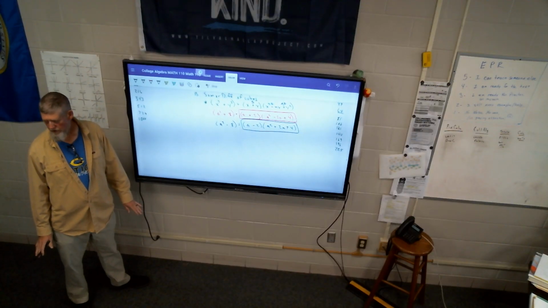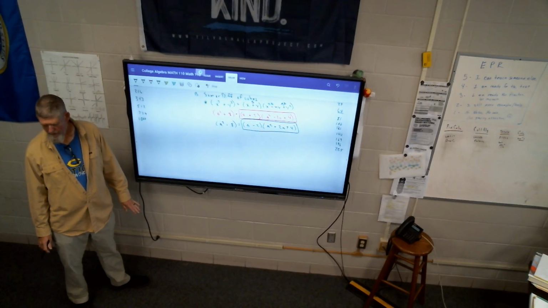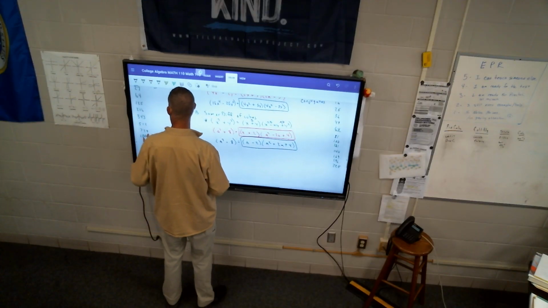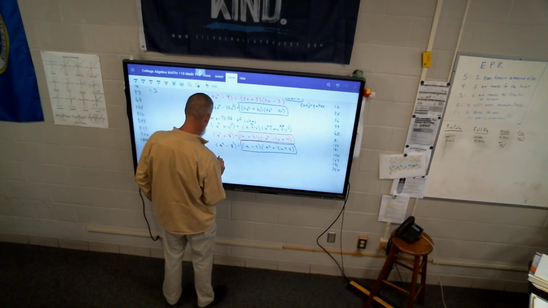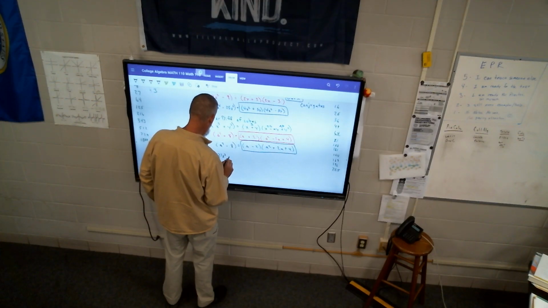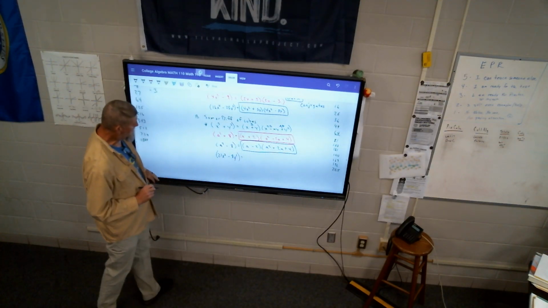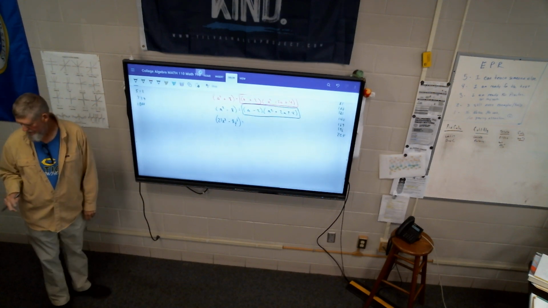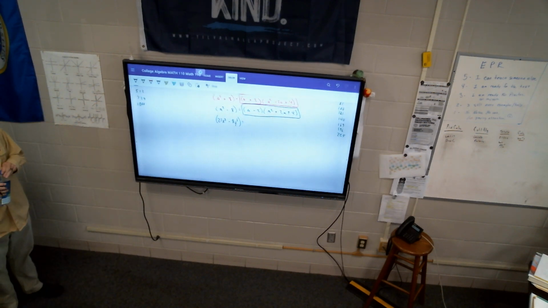Ready to try one on your own? Say yes. Absolutely. Fantastic. Let's come up with one. Let's use some numbers we have over here. Let's go with 27x to the third, minus, how about 8y to the sixth. 27x to the third minus 8y to the sixth. Try that. Start off by finding your cube roots.